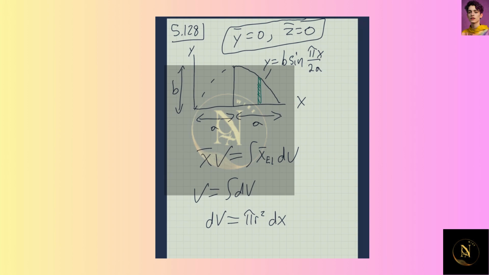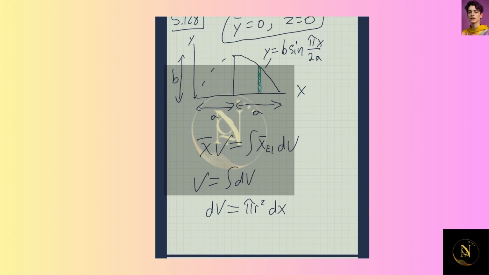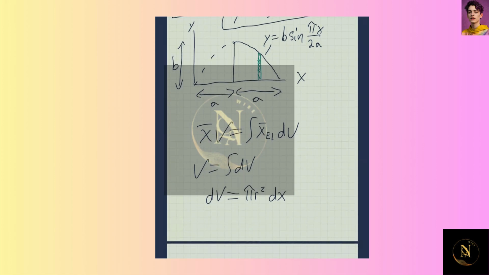That differential volume is going to be equal to pi r squared, the area of a circle, times the change in x as we move along this volume along the x-axis. However, we don't know what r is, so we'll have to substitute in for r. We can do that using the equation of the line, because we know that the radius is parallel to the y-axis. We can plug in the radius for y at any point along this volume.